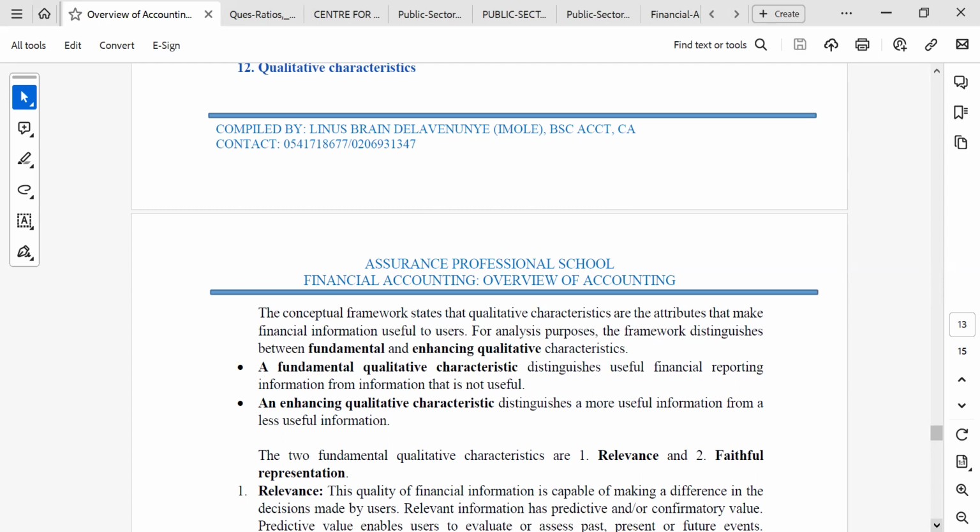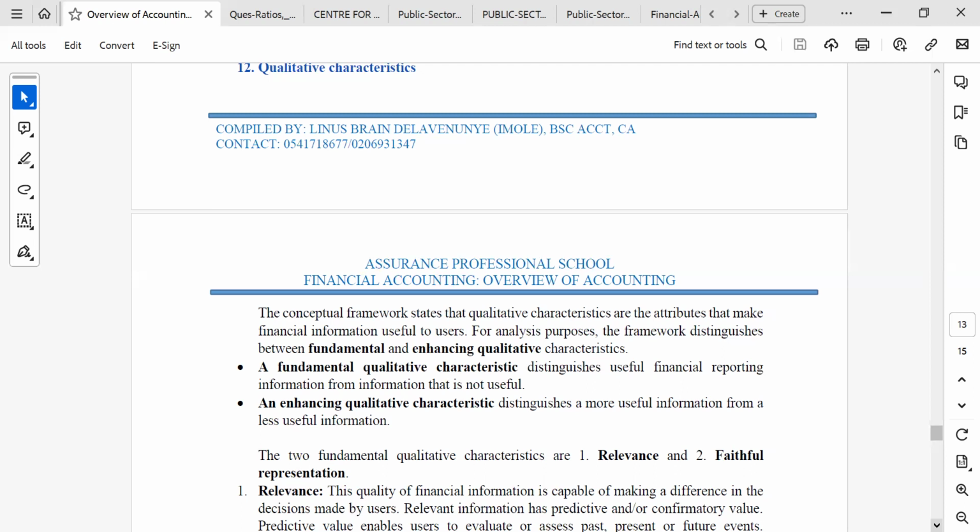Okay, but the conceptual framework gives two categorizations of these qualitative characteristics. One is fundamental qualitative characteristics and also enhancing qualitative characteristics. What does the framework say about the fundamental? The framework is saying that the fundamental qualitative characteristics distinguish useful financial reporting information from information that is not useful.